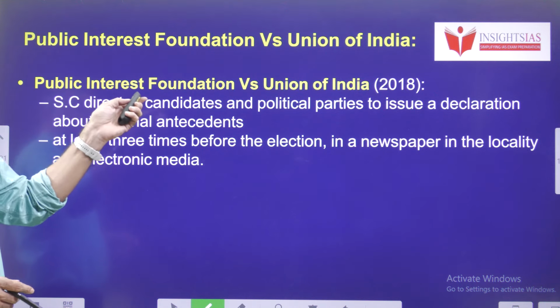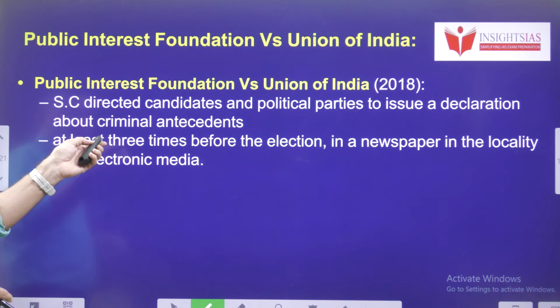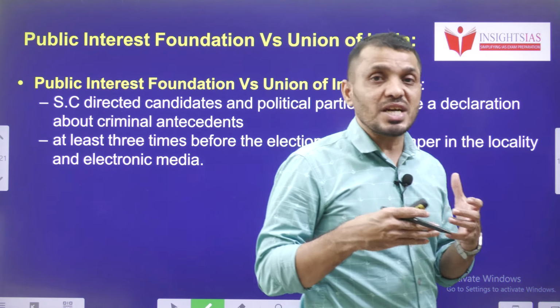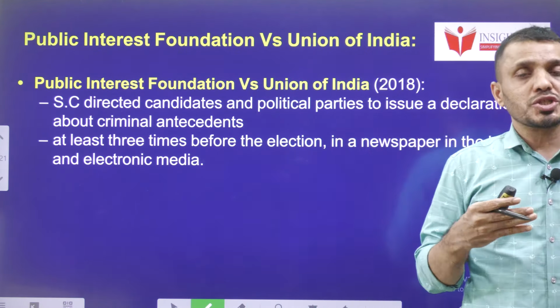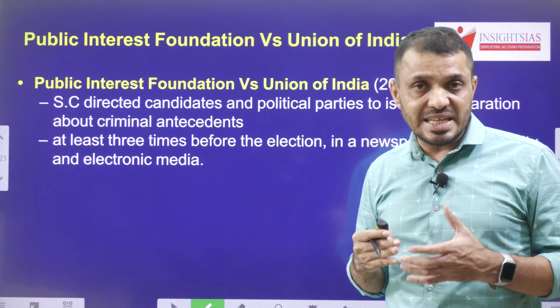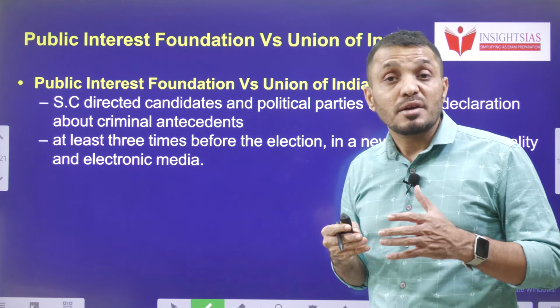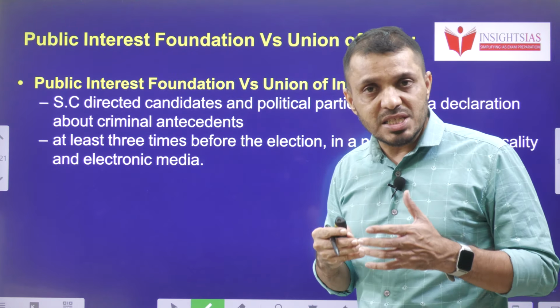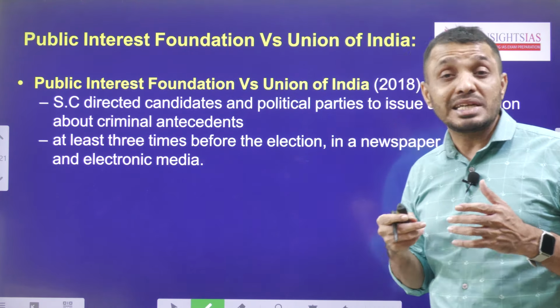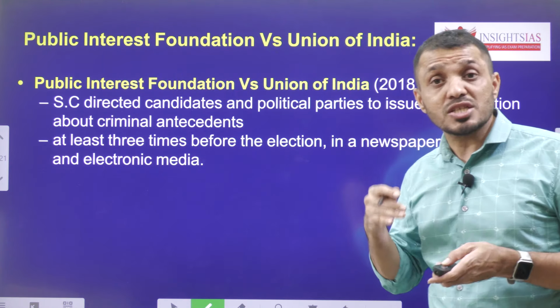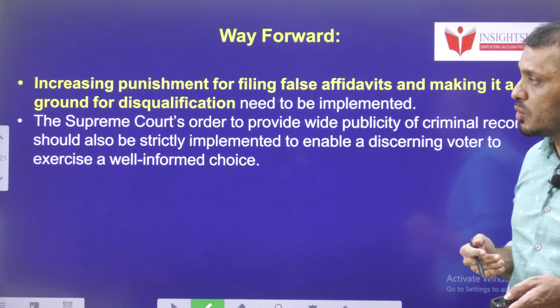And in the Public Interest Foundation versus Union of India case, the Supreme Court mentioned that candidates have to publish whatever criminal charges they are facing at least 3 times before contesting in the elections, so that people will know what kind of criminal charges they are facing and decide whether to vote for the candidate or not. This is the conscious decision of the voters.